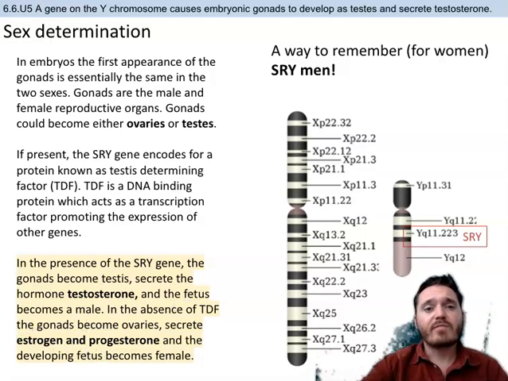In short, if you have the SRY gene, you're going to be producing testosterone and you're going to develop as a man. If there is no presence of the SRY gene, you're not going to develop testosterone, but rather you're going to start producing estrogen and progesterone and develop as a female.